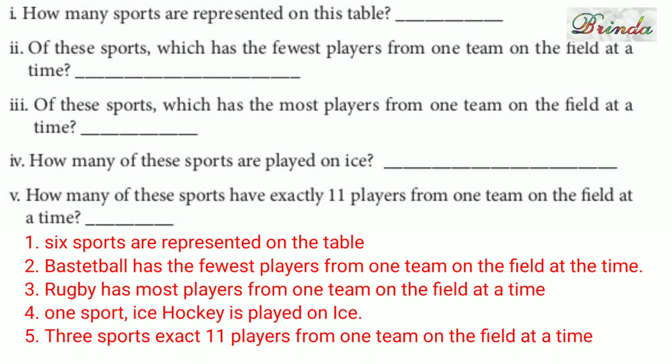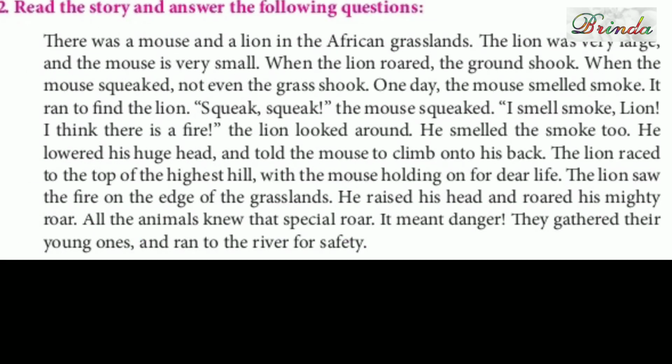Fine, children. Moving on to second number. Read the story and answer the following questions. There was a mouse and a lion in the African grasslands. The lion was very large and the mouse was very small. When the lion roared, the ground shook. When the mouse squeaked, not even the grass shook. One day, the mouse smelled smoke. It ran to find the lion.